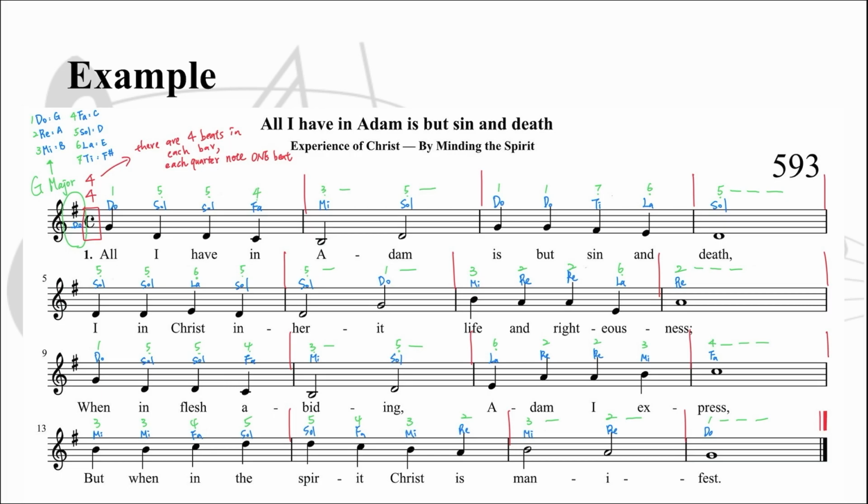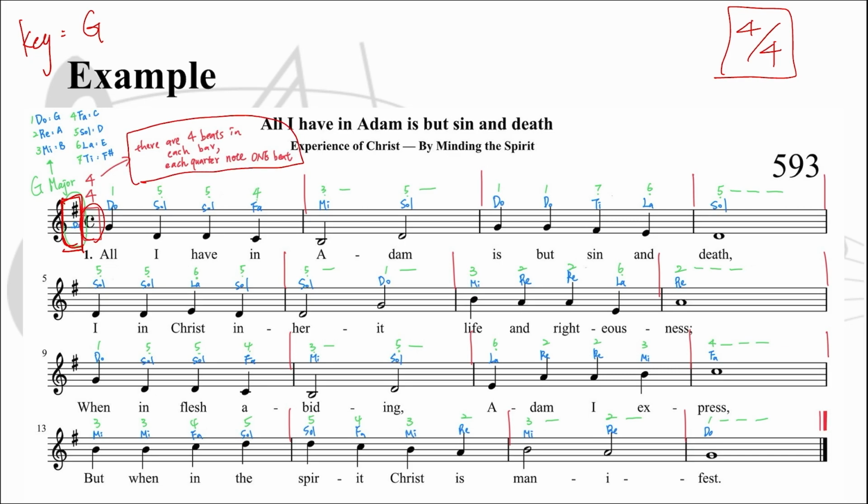Okay, here we need to write what? We need to write down the key. So here the key is G major, and then the time signature will be 4/4. Okay, what does 4/4 mean? It means this. There are 4 beats in each bar, and each quarter note is 1 beat.